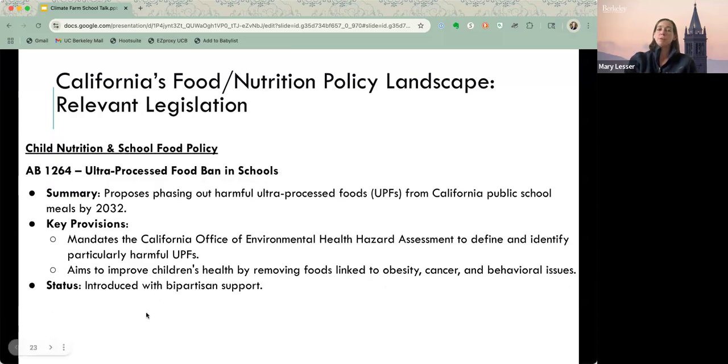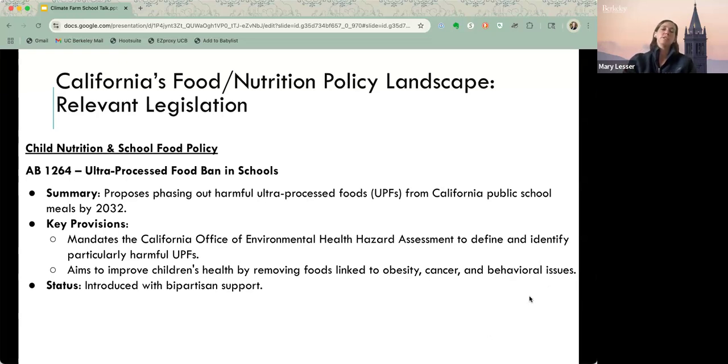Right. There's a newish one that came out looking at ultra processed food bans in school, and this one is proposing phasing out harmful ultra processed foods from California public school meals by 2032. There's a few key items in here around not just taking them out completely, but also working on defining what are harmful ultra processed foods. For anybody who has been in this space, that's not my research, but there is no universal definition, and depending on who you talk to and what set of indicators or definitions you're using, how you define an ultra processed food can be somewhat different.